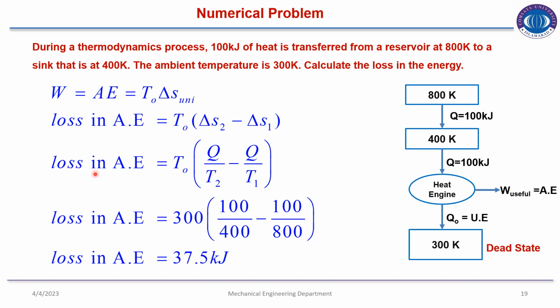The relation is: loss in available energy equals T naught times (Q over T2 minus Q over T1). Here T1 is 800 Kelvin and T2 is 400 Kelvin. When we plug in the values for T2 and T1, where Q is the amount of heat absorbed by the heat engine, the loss in available energy is the same. So here we have utilized the expression for entropy.